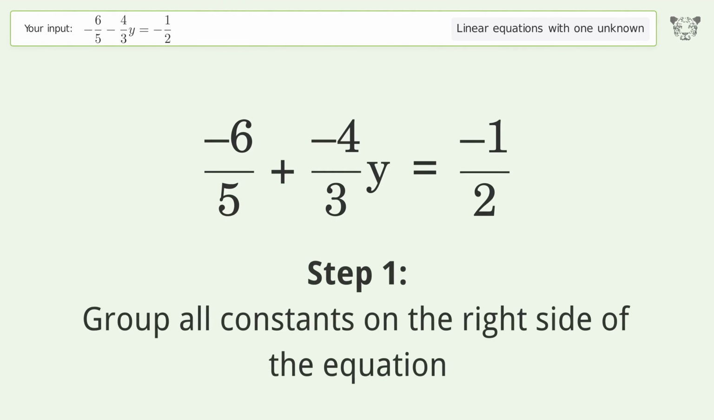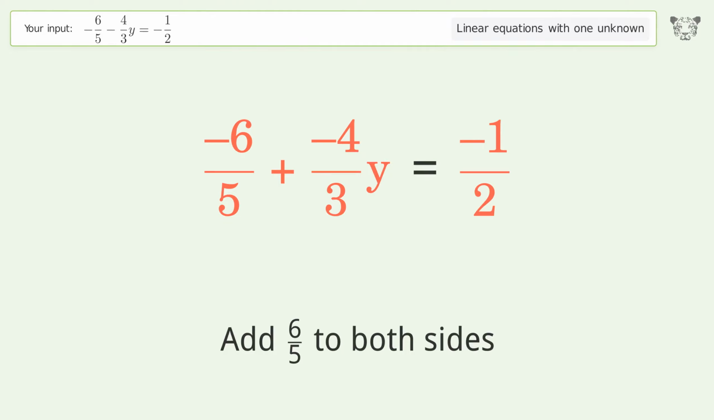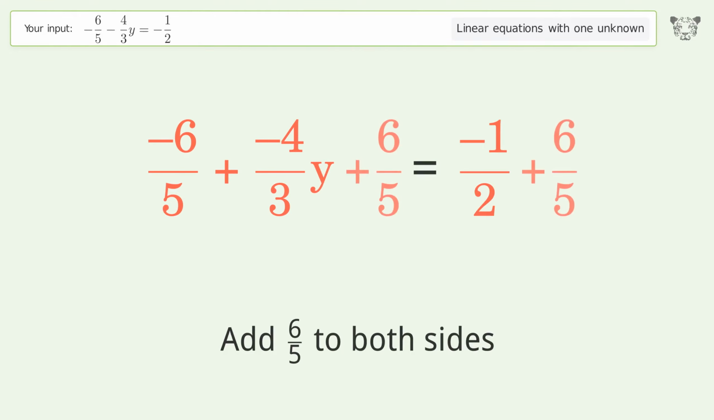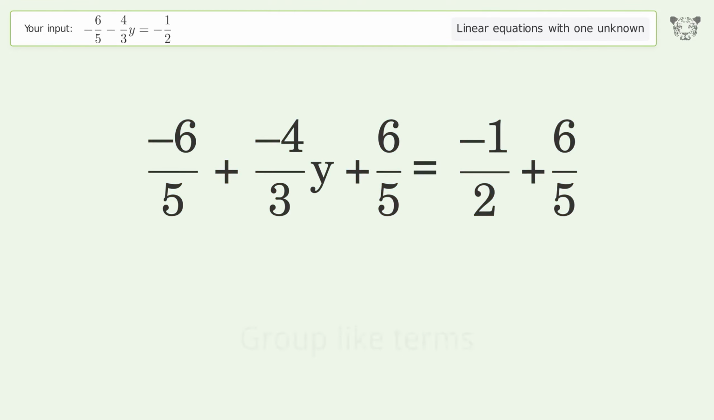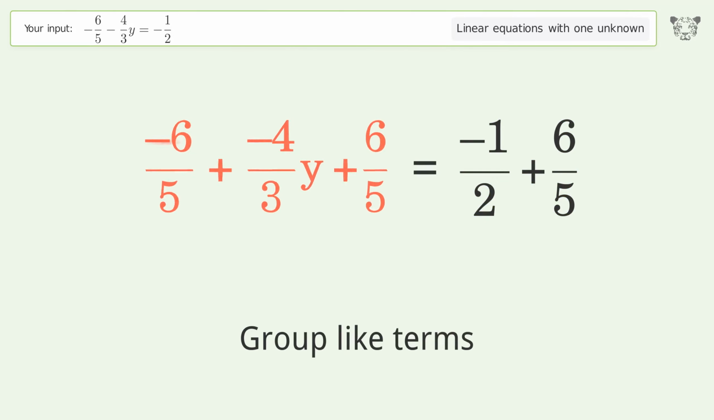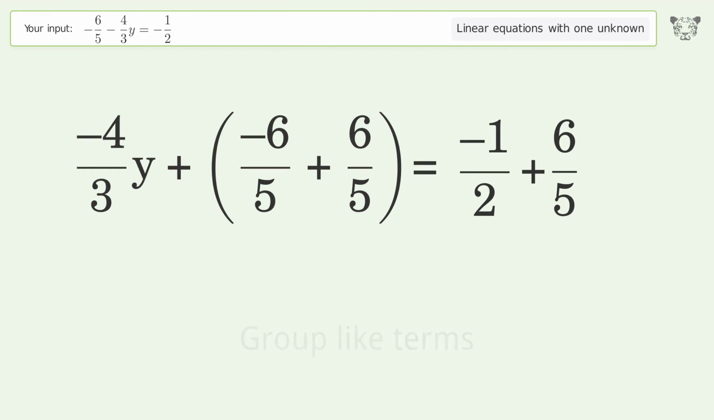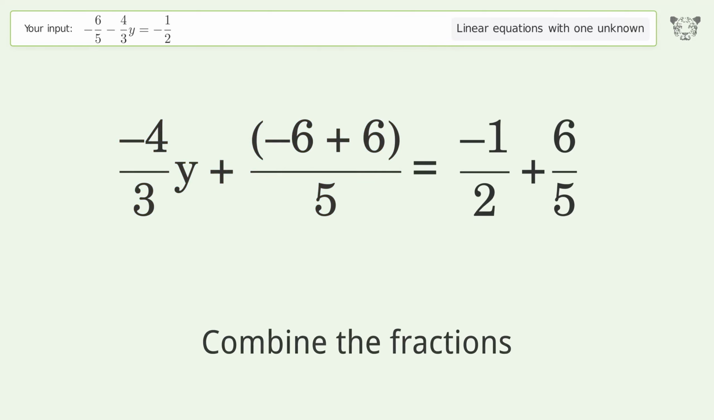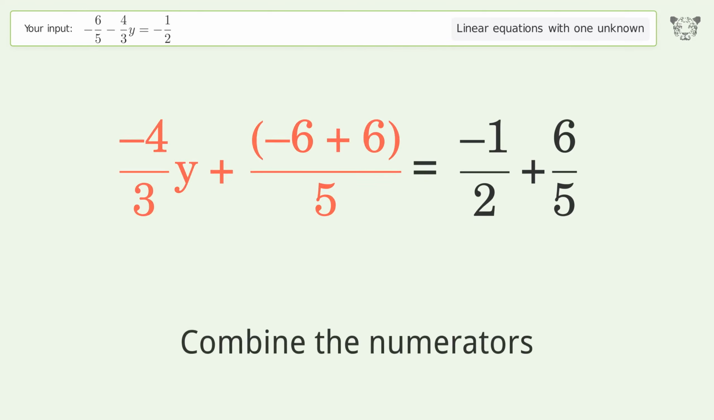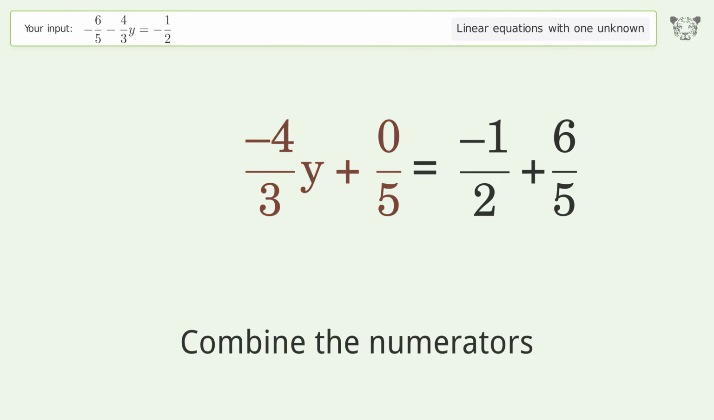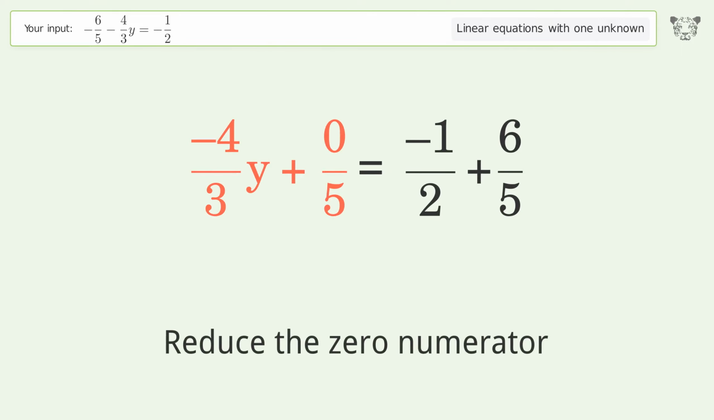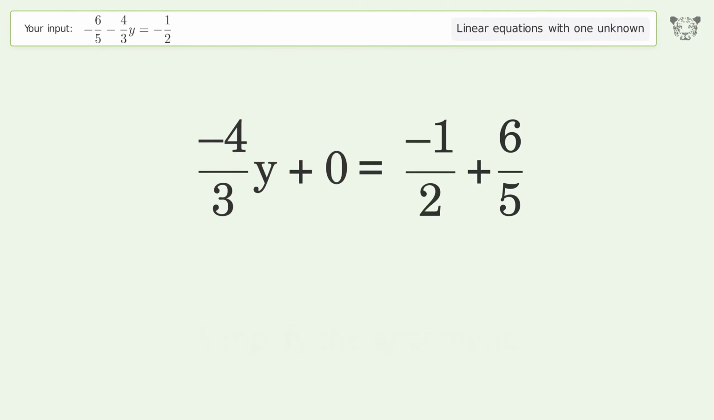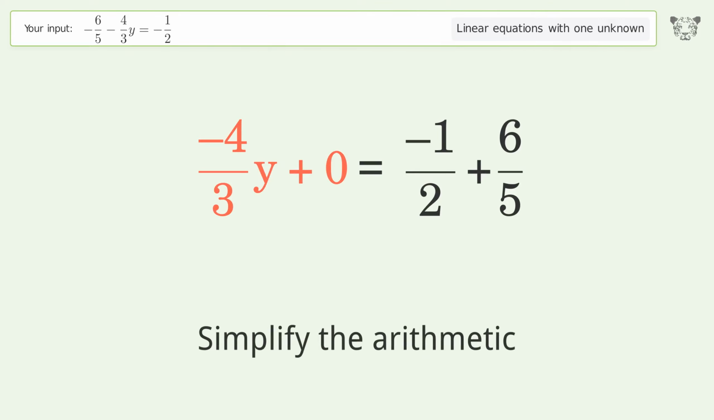Group all constants on the right side of the equation. Add 6/5 to both sides. Group like terms. Combine the fractions. Combine the numerators. Reduce the zero numerator. Simplify the arithmetic.